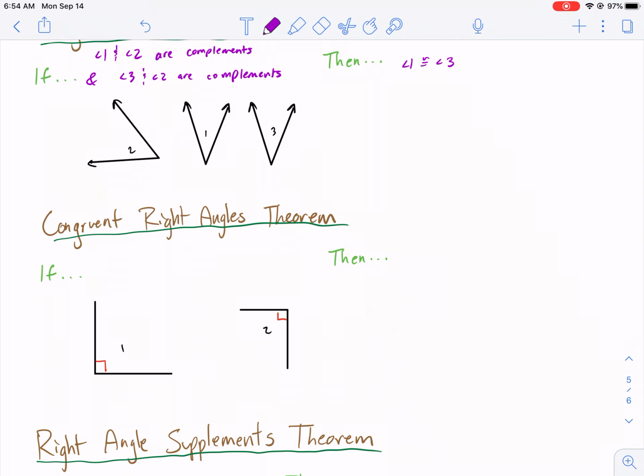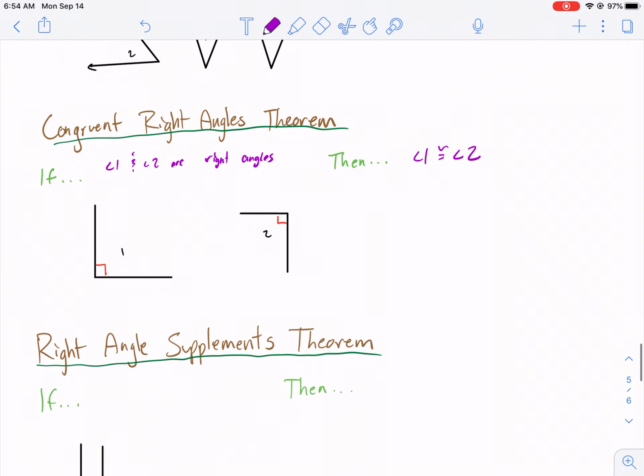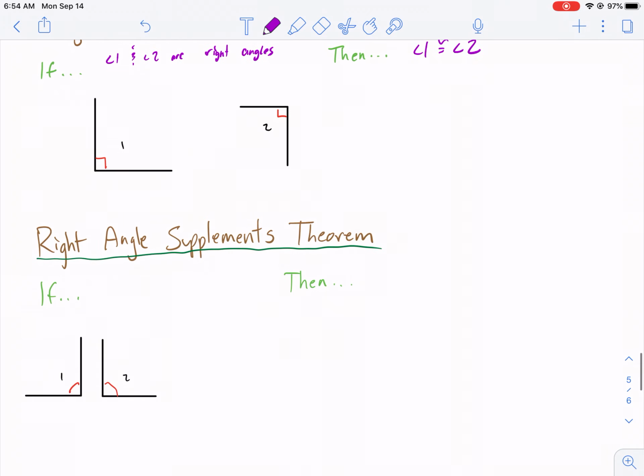Now we have the congruent right angles theorem. Congruent right angles theorem, also similarly easy. If angle 1 and angle 2 are right angles, then angle 1 is congruent to angle 2. So right angles are congruent to each other is the main idea here. Again, you don't need to memorize the names of these. It's just additional information.